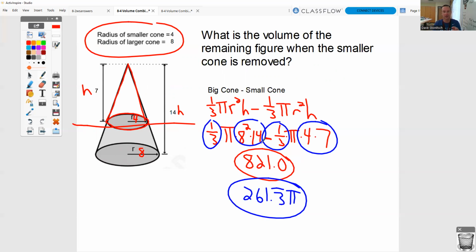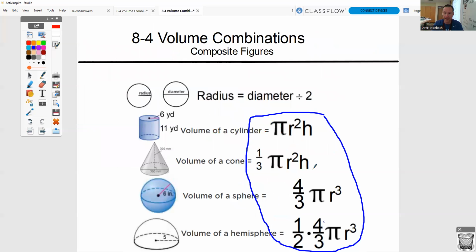So I think it's easier to write like hemisphere plus cone, or cone plus cone, big cone minus small cone. Write the formulas underneath them so that you can go back and sub in your parts and pieces and then solve it. Don't forget to type in your plus signs or your minus signs wherever appropriate. Again, these are the formulas that you need to use.